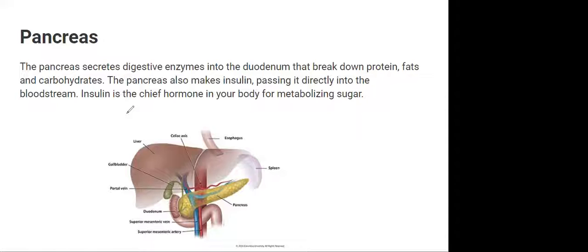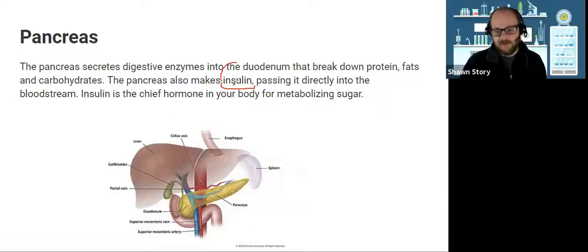The pancreas secretes digestive enzymes into the duodenum that break down protein, fats, and carbohydrates. The pancreas also makes insulin, passing it directly into the bloodstream. Insulin is the chief hormone in your body for metabolizing sugar. Very good. Absolutely.